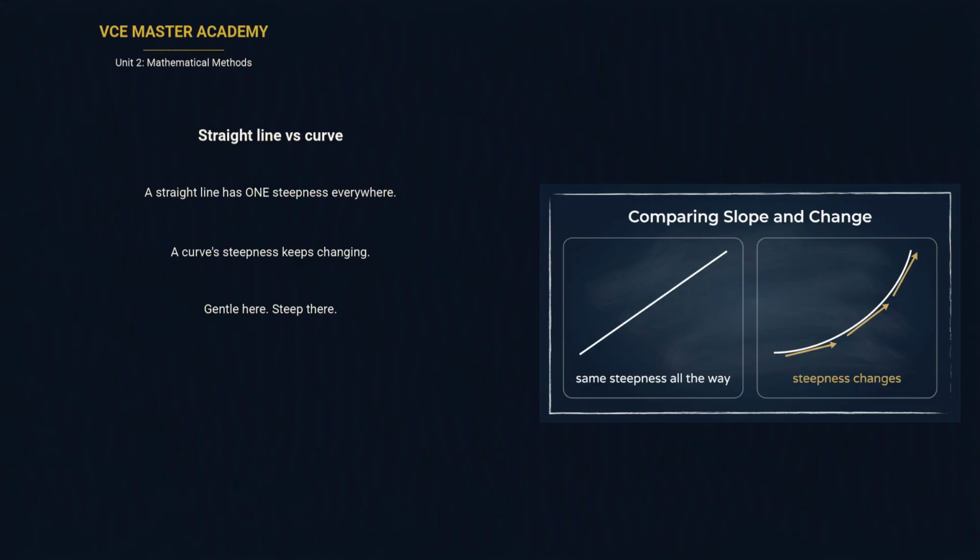So think about walking up a hill. The useful question isn't, how steep is the whole hill? The useful question is, how steep is the ground right under my feet, right now? That answer, at one exact point, is the derivative. That's it. That's the whole lesson in one sentence. Everything else we do today is just the machinery for working it out.